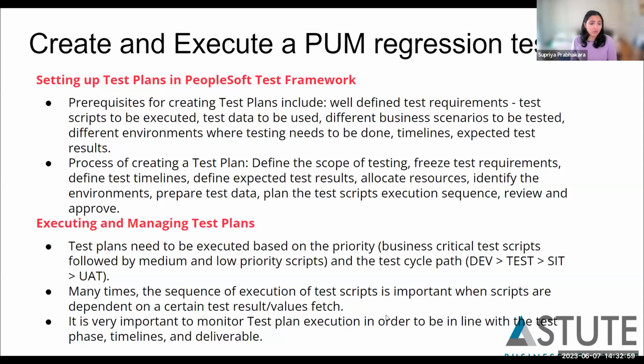So now, how do you execute these? These should be executed based on priority. First, execute the business critical scripts, followed by the medium and low priority scripts. And the path also we need to define based on your requirements: dev, test, SIT, UAT, and so on.